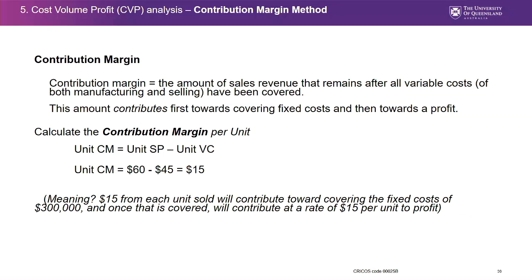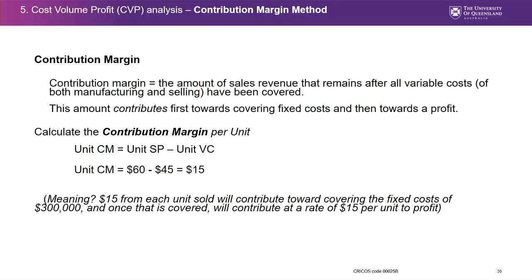But if you understand what contribution margin is, you can do it much more quickly. So unit contribution margin is the amount of sales revenue you have that remains after all your variable costs have been paid to cover your fixed costs and profit. So unit contribution margin is equal to the unit sales price less the unit variable cost. That's a definition. Contribution margin is sales price less variable cost per unit.